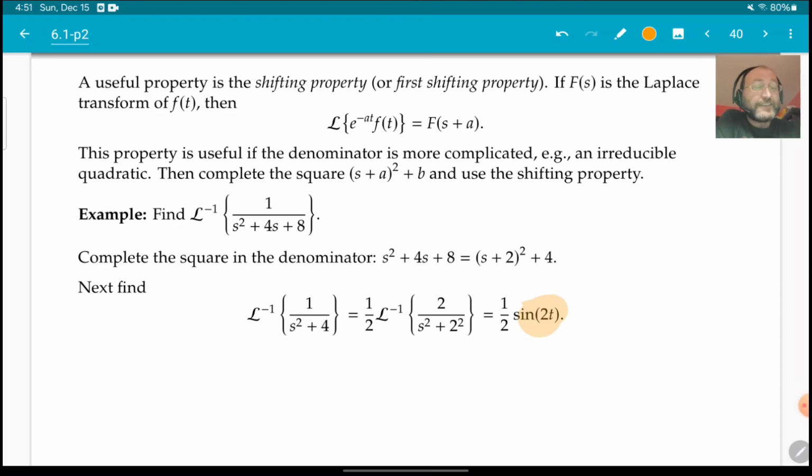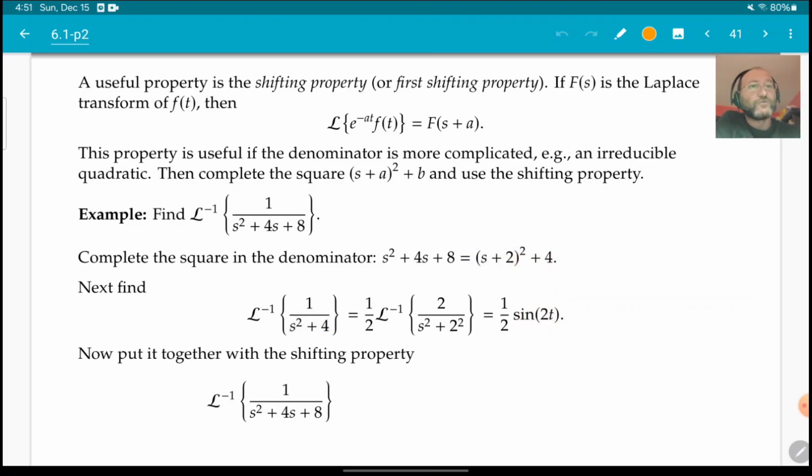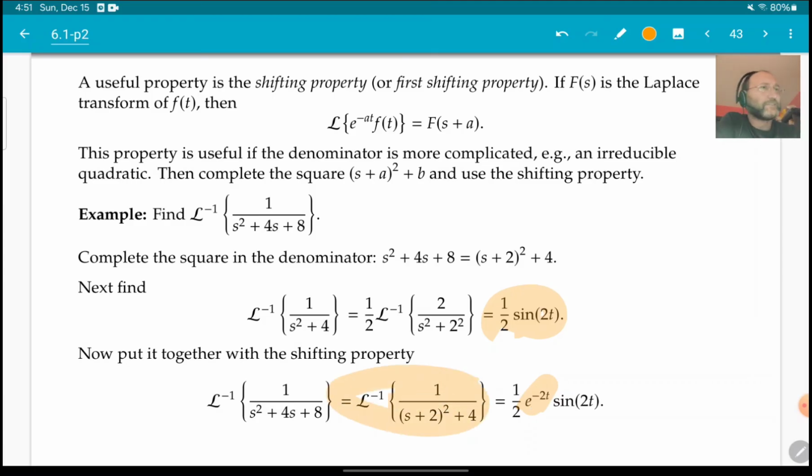Now that's not the thing that I'm looking at, right? I have 1 over this, not 1 over s squared plus 4. But we put it together with the shifting property. So this is equal to this, and now this is my f of s plus 2, right? That's over here, and capital F of s is this thing. So I take this and I multiply it by e to the minus 2t, and that's what this guy is. So that's using the shifting property.